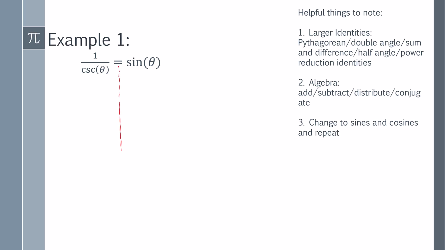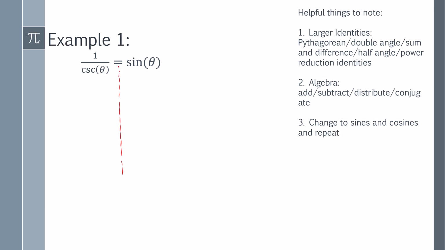You can only manipulate one side, only the left side or the right side. Now, usually the side you choose is the quote-unquote more complicated one, the one that gives you more stuff to do. And this is what I mean. So if I want to manipulate this, let's look at the left side.